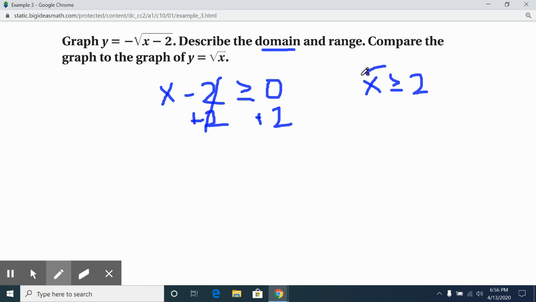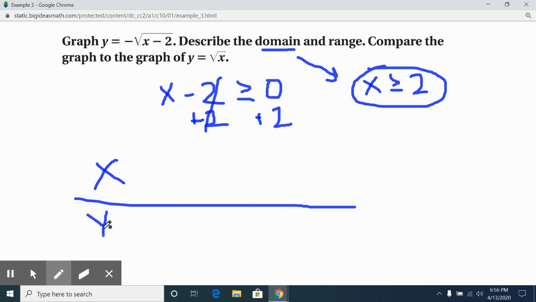All right, so here's my domain. Why is that important? Because it tells me what to plug in for x into this function. Okay, so at this time, I'm going to make my table and do my math. I'm going to start with this number always. My domain says to plug in numbers that are greater than or equal to 2. I'm going to start with 2 and work my way up from there.